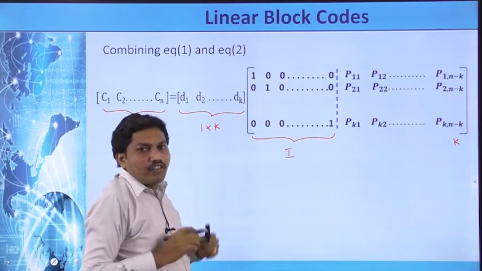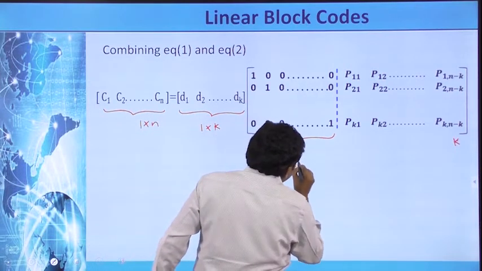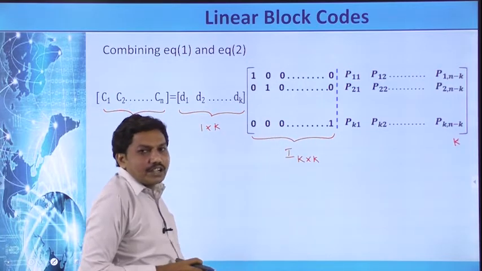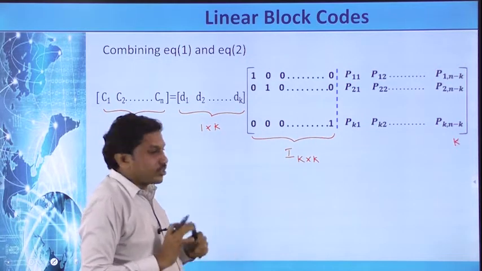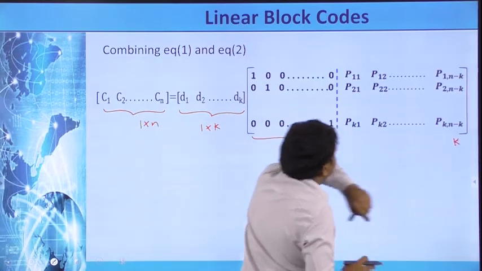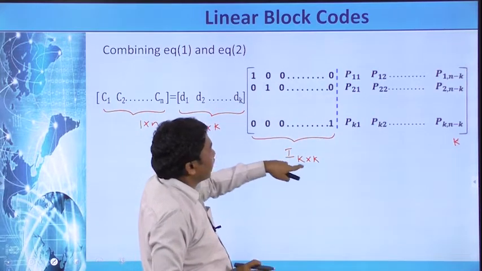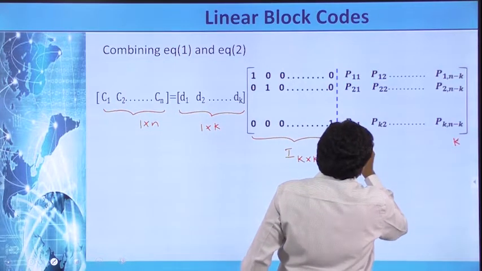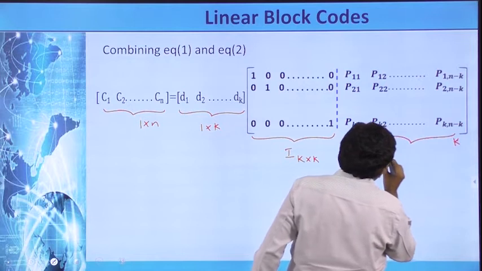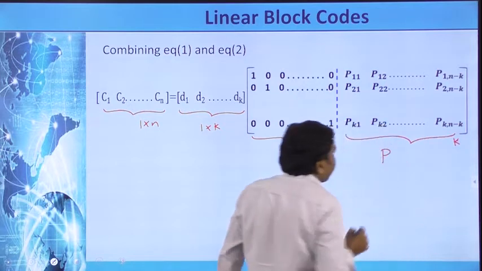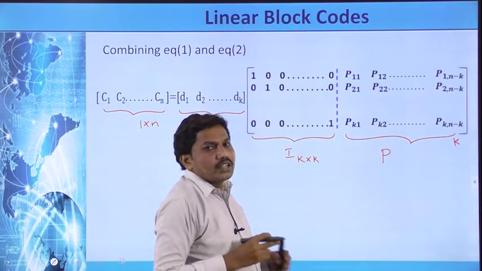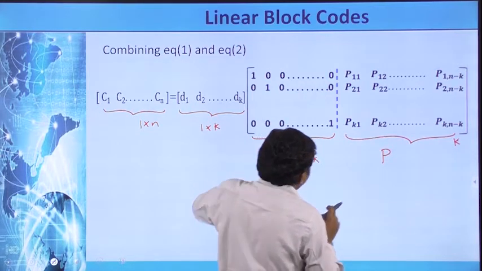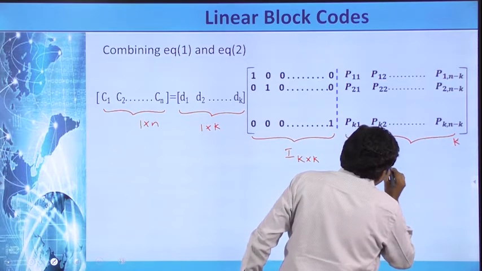What is the order of I? I is always k by k, because in the case of an identity matrix, the rows and columns are both the same. So here k rows are there, so the identity matrix becomes k by k. So what is the order of this matrix? This matrix is nothing but the P matrix. What is the order of it? Here the identity matrix has k rows, so the order of the P matrix is also k.